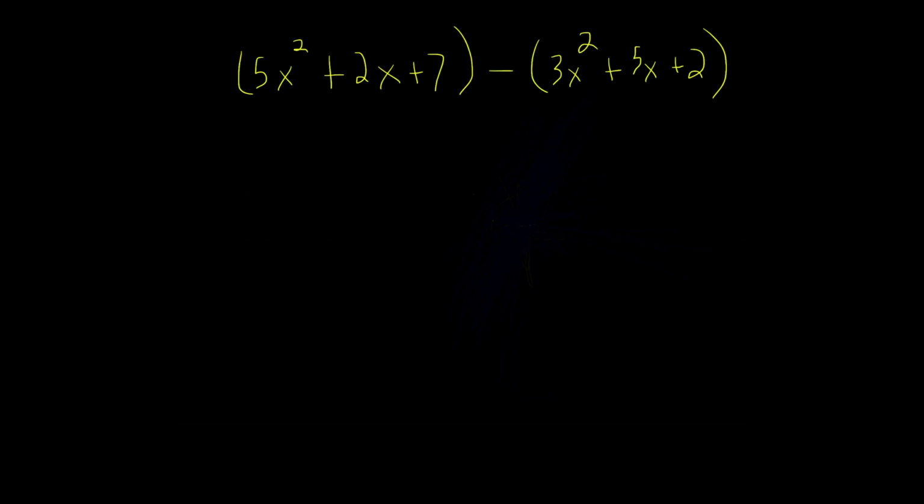In today's video, I'm going to be showing you guys how to subtract polynomials. So right here, we have our problem of 5x squared plus 2x plus 7 minus 3x squared plus 5x plus 2. And as you can see, both of these are in parentheses. And when we have a plus sign, we could just ignore these parentheses.